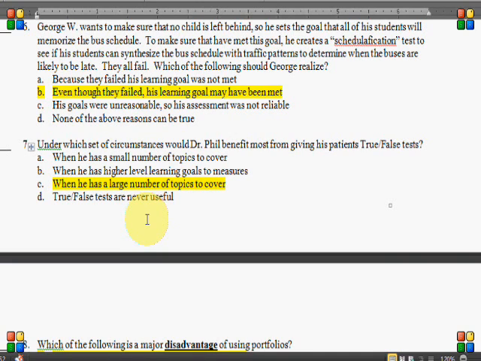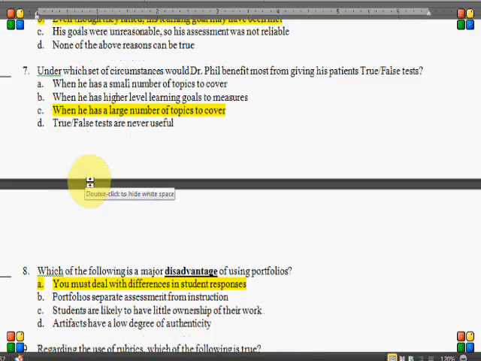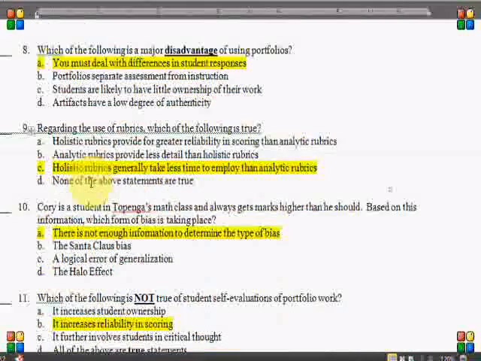Same with matching, you have to go through all the options, short answer you have to write even though it's a single word, and so on. Restricted essays and performance assessments obviously take way longer. So C is the best option, really the only good option in that case.